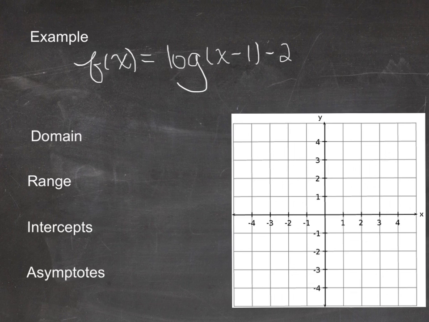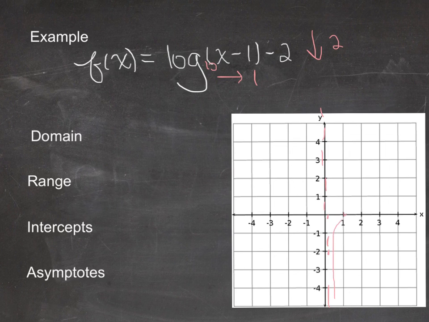So I have log, when there's no base, remember, it's log base 10 of x minus 1, and then minus 2 more. What this is going to do is shift my parent function 1 unit to the right. So it's going to shift right 1. And then this minus 2 is going to shift my parent function down 2. If I start with my parent function, it'll shift everything as well, so it'll shift my asymptote too.